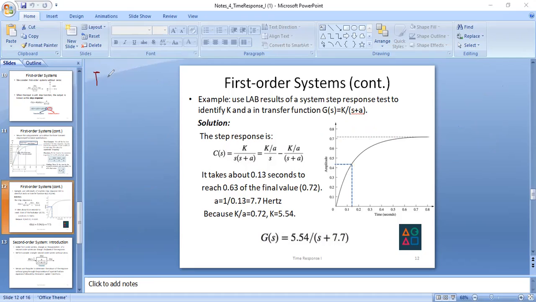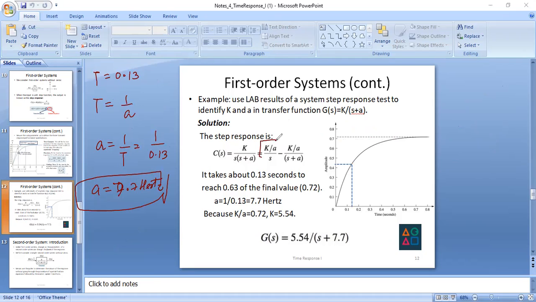Now T is 0.13. What do you know? T is equal to 1 by A. So A is 1 by T, that means 1 by 0.13. So it is 7.7 hertz.